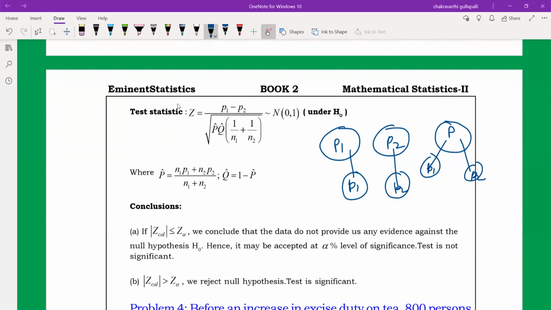The test statistic is very, very important. Z formula: small p1 minus small p2 divided by square root of p cap q cap times (1 by n1 plus 1 by n2). This p cap q cap is the estimator value.